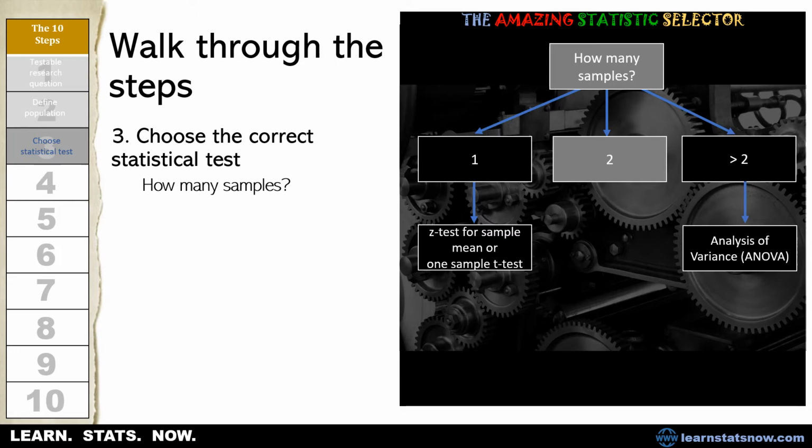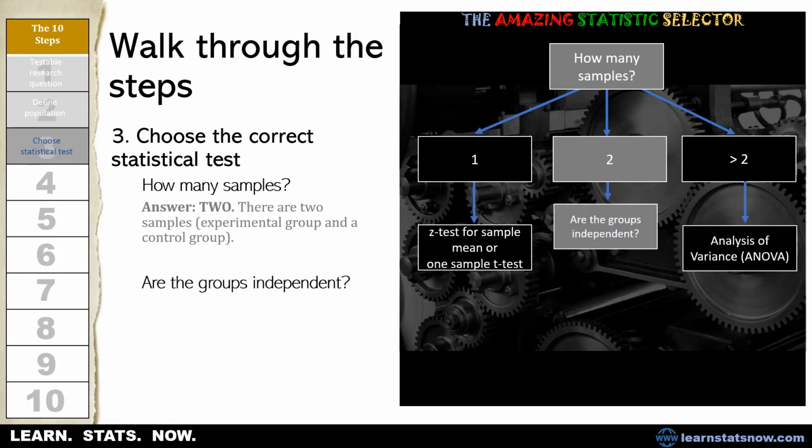But we really have two samples, right? We have an experimental group and we have a control group. So the answer is 2. There are two samples, an experimental group and a control group. Then the next question we ask is, are those groups independent of one another?